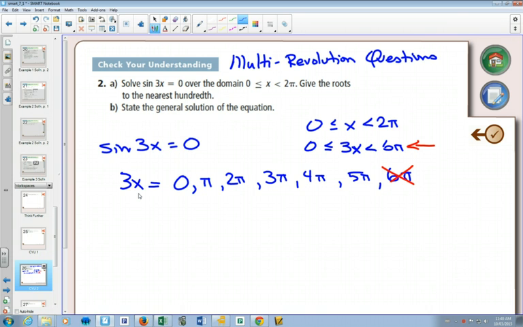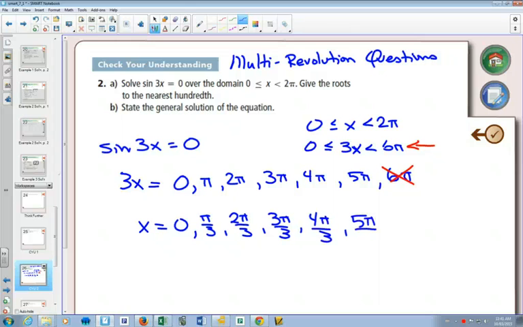Then, once you've got each of your answers, how would I get x by itself? I'd have to divide them by 3. So 0 divided by 3, I'd have pi over 3, 2 pi over 3, 3 pi over 3, 4 pi over 3, and 5 pi over 3. And once again, you don't have to simplify that. 3 pi over 3, you could simplify that to be just pi, but you could leave it like that as well. So those are all the answers between 0 and 2 pi.